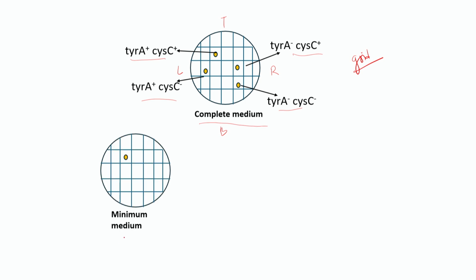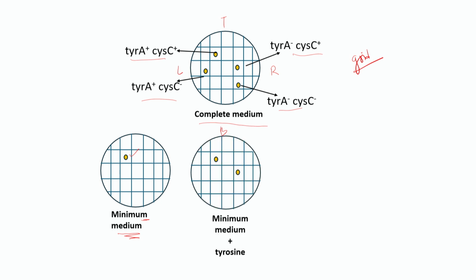And when you give it a minimum media, then what are you seeing? You are seeing that on a minimum media one colony is growing. So there is one colony which is probably the wild type one. It can synthesize everything, and that is why it is able to grow on this plate. Now, if you add just one nutrient like tyrosine to the minimum media, you start seeing that this colony in this grid has also started growing, right.